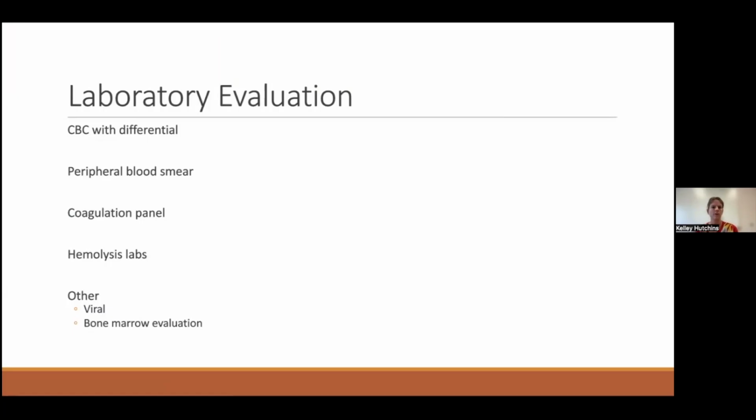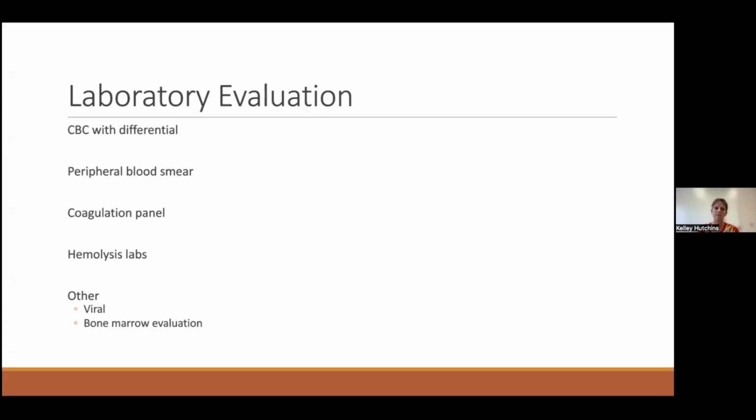As an example, the red cells, is there evidence of a lot of schistocytes, right? Does it look like this hemolytic process? Platelets, are they small? Are they large? Are they clumped? So looking at the blood smear can actually give you a lot of information.